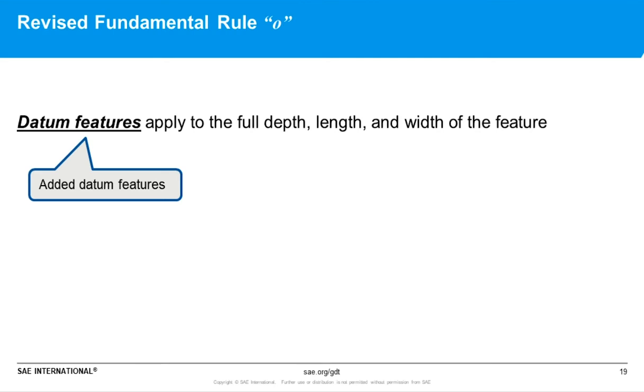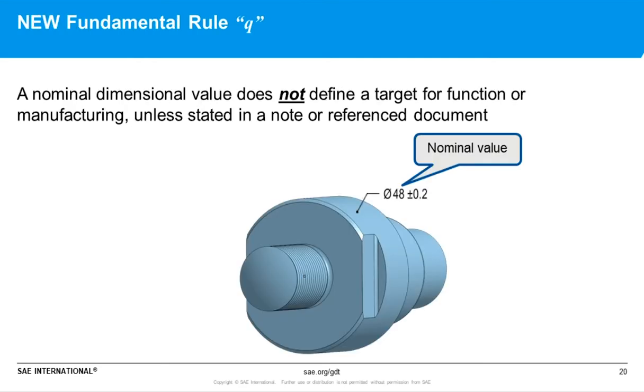The next fundamental rule is Rule O. You may remember in 2009 there was a rule that told us that all dimensions and tolerances apply to the full length, width, and depth of the feature that is being toleranced. And that's still true, but they expanded on that and said, well, that's also true with datum features. Datum features also apply to the full length, width, and depth of the feature, again, unless otherwise specified, like with datum targets.